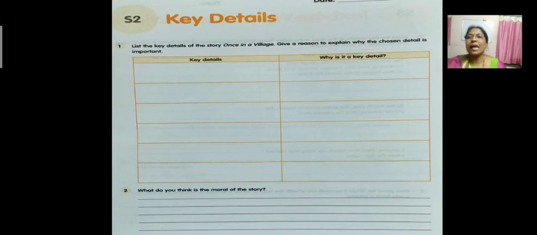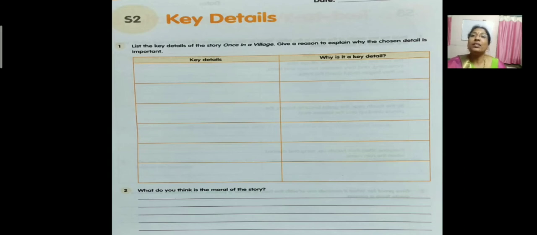Now first, what has happened in the story? Yes, what was there near the forest? Very good. You can write the first key detail as, there was a beautiful village near a forest. Okay, so that will be your first key detail. So why did you choose that particular sentence? Okay, so this lesson starts with that, isn't it, children? So what did you write as the first key detail, children? Yes, there was a beautiful village near the forest.